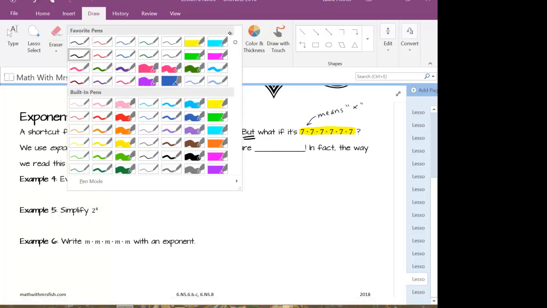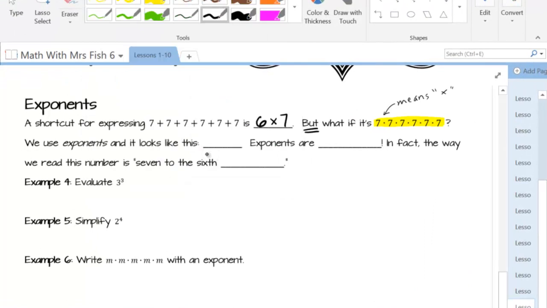We use something called exponents. There's 1, 2, 3, 4, 5, 6 sevens, and we write it like this: 7 with a little 6 bumped up there. Exponents are powerful. And we're going to get out a calculator here. I want you to see this.